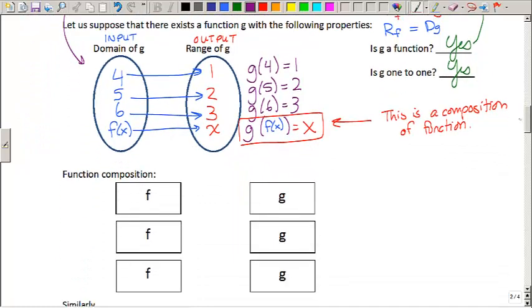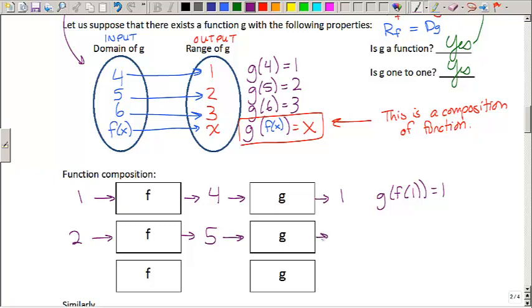Let's take a look at this in function composition. If I plug in 1 into my function f, I'm getting out 4. If I compose that with g, I plug 4 into g and I get 1. Notice that g of f of 1 is equal to 1. I plugged in 1 and I got out 1. Well, let's try this with another number. We'll start with 2. When I plug 2 in, I get out 5. When I plug 5 in, I'm getting out 2. Therefore, g of f of 2 is equal to 2.